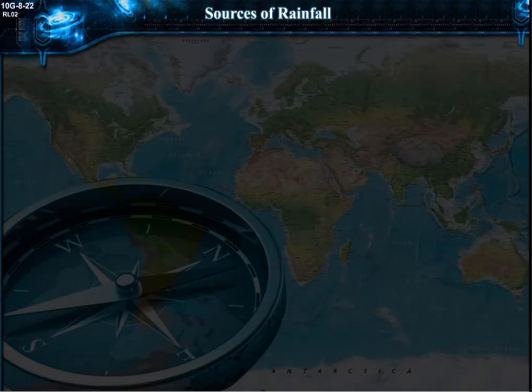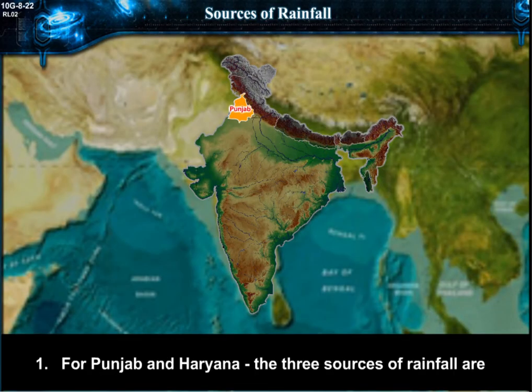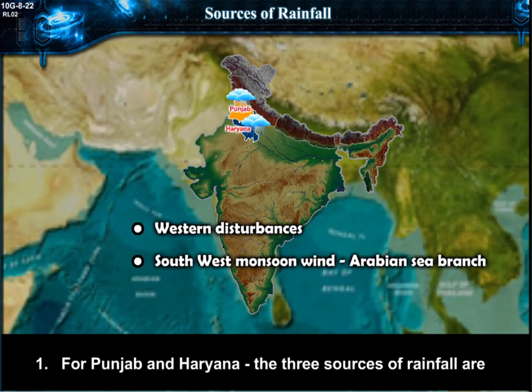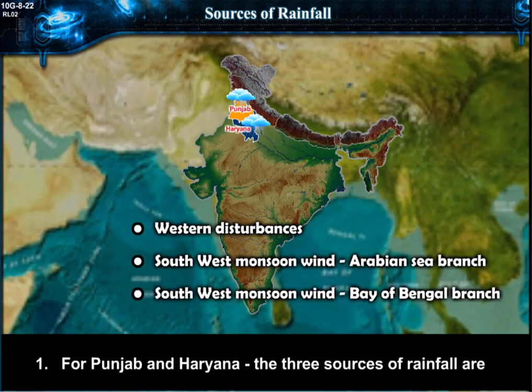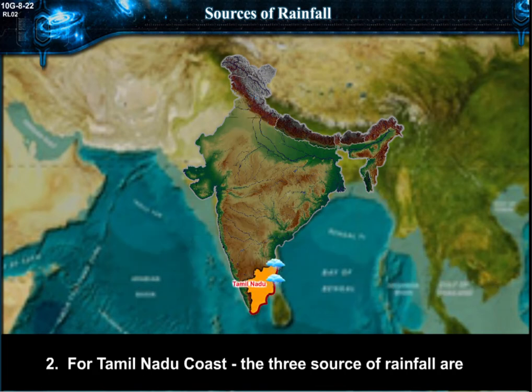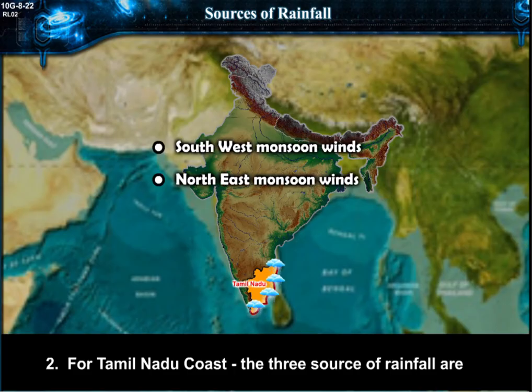Sources of rainfall. 1. For Punjab and Haryana, the 3 sources of rainfall are western disturbances, southwest monsoon wind, Arabian Sea branch, and southwest monsoon wind, Bay of Bengal branch. 2. For Tamil Nadu coast, the 3 sources of rainfall are southwest monsoon winds, northeast monsoon winds, and retreating monsoon winds.